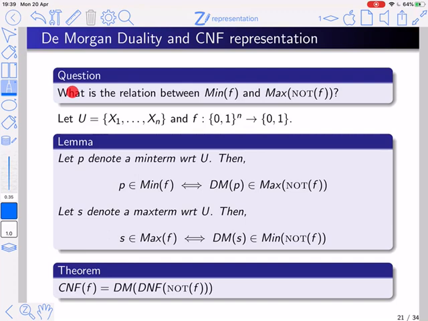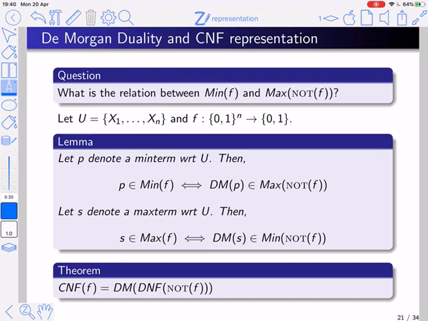Okay. So what is the relation between the minterms of f and the max terms of the negation of f? Negation of f means that if f attains the value 1, the negation of f attains the value 0, and vice versa. So consider the set U of variables x1 up to xn and a function f from n bits to a single bit. And let p denote a minterm with respect to U. Then we claim that p is a minterm of f if and only if the DeMorgan dual of p is a max term of the negation of f.